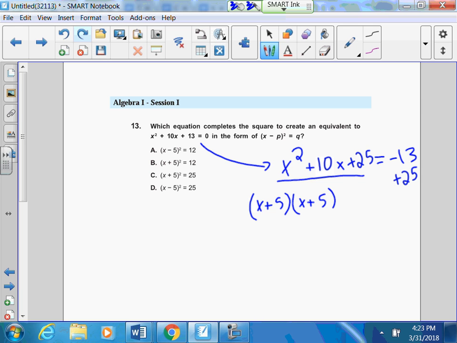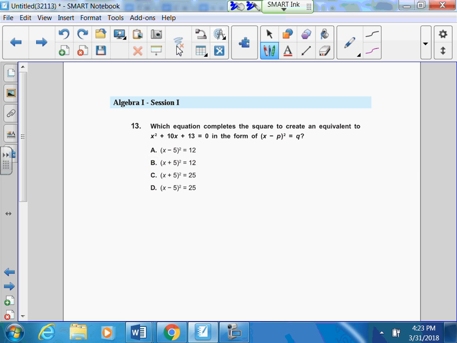Another way we can do this, if we know we've done it correctly, is you just take x, take this sign, plus, and then take half of that number, which is 5, which is also the square root of 25. Then you square it. And then we just look at the other side. Negative 13 plus 25 is 12. So we have completed the square. Your answer is B.